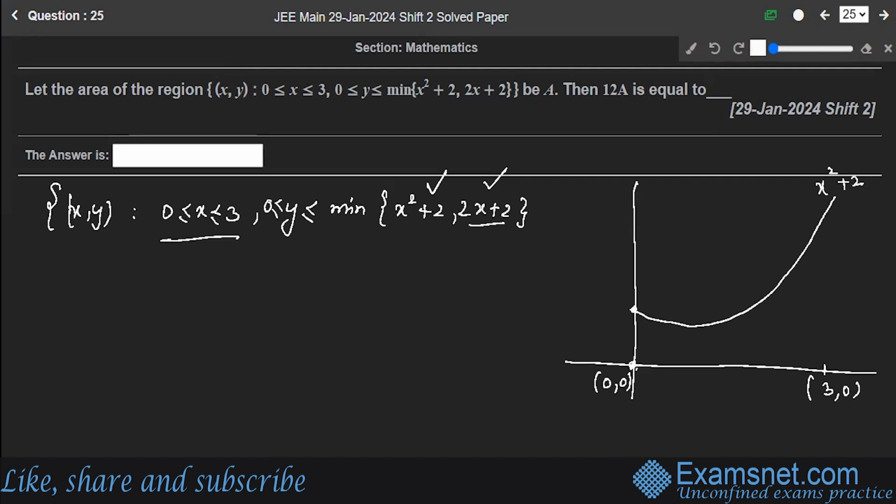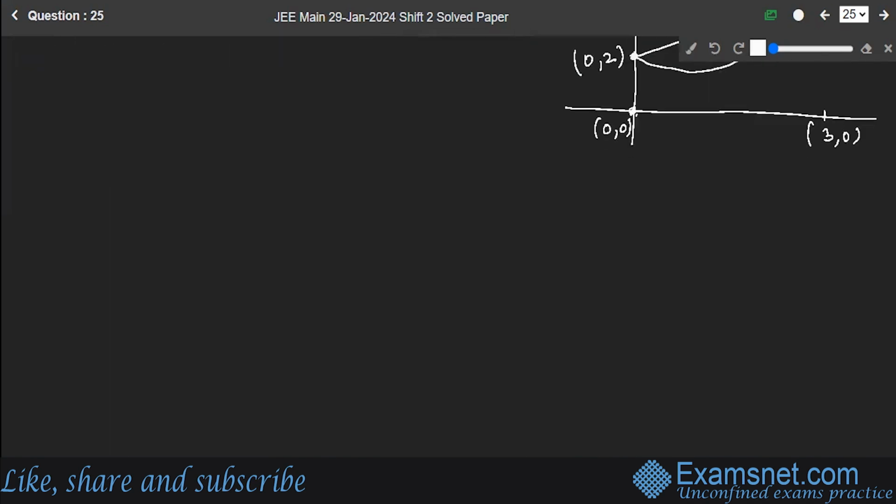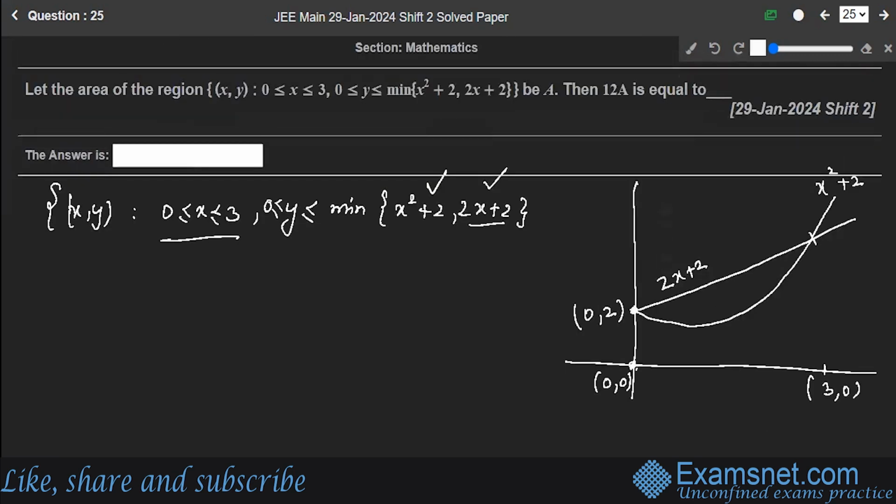And this is the line 2x plus 2. X is equal to 0, y will be 2. So this is the line 2x plus 2, this is the point of intersection. Let's find out the point of intersection. First of all, here, x is equal to 0 and y is equal to 2. This is the first point of the intersection. And for the second point, x squared plus 2 is equal to 2x plus 2. X squared minus 2x is equal to 0. X into x minus 2 is equal to 0. That means you have x is equal to 0 or 2. And 0 is already listed over here. For x is equal to 2, this is the point of intersection. Y will be 6, right?